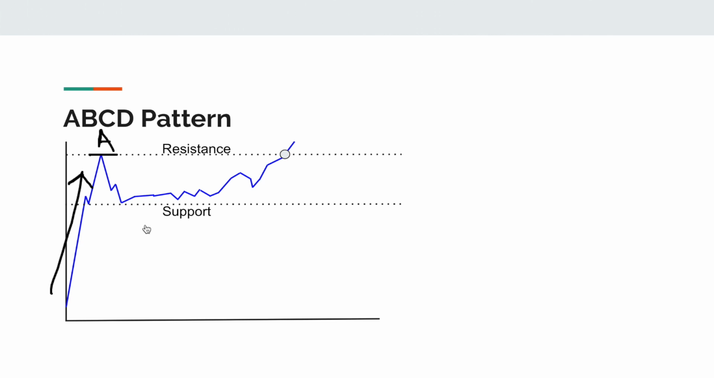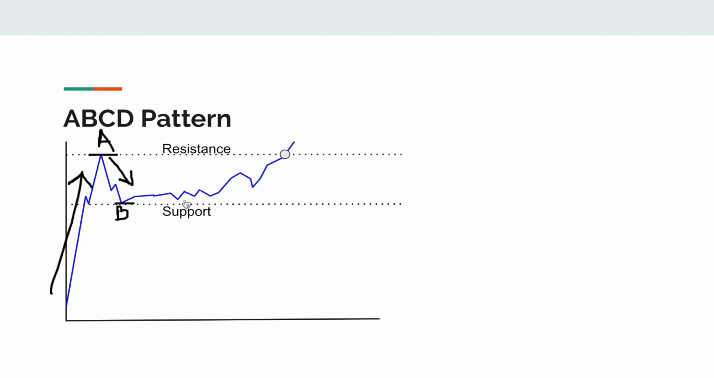The next thing you want to look for in this pattern would be B. This is where the stock starts to go down right over here and shorters start to take place. Eventually it hits this support line, which means that the stock cannot go any further down. This is what you want to label as B.